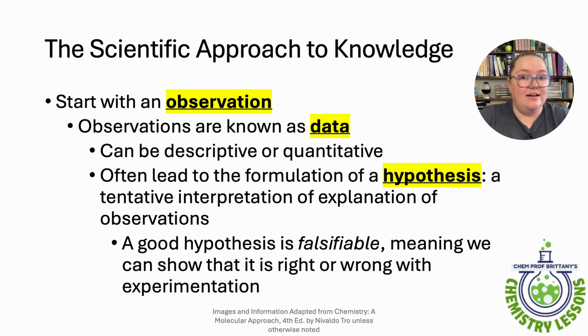Now, these data often lead to the formulation of a hypothesis, which is a tentative explanation or interpretation of the observation that you made. And the important thing about a hypothesis is that it has to be falsifiable. If the only option for the hypothesis that we've made is the answer, yes, this is true, how can we trust that it really is true if there are no other options?